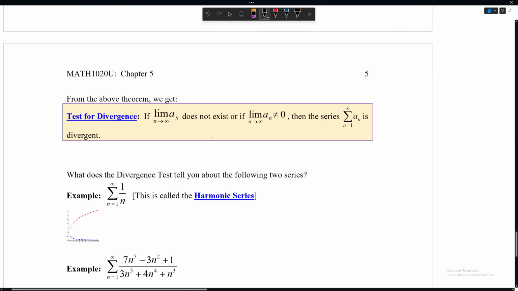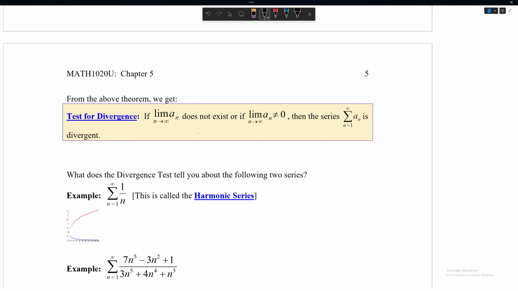All right. So for divergence, this is specific to series. Please do not use this on sequences. You cannot use this divergence test on a sequence. You can only use this on a series. What this says is if you take the limit as n goes to infinity of a of n, and it does not exist, or if it does not equal 0, so if you get infinity, or negative infinity, or DNE, or a does not equal 0, then the series is divergent.